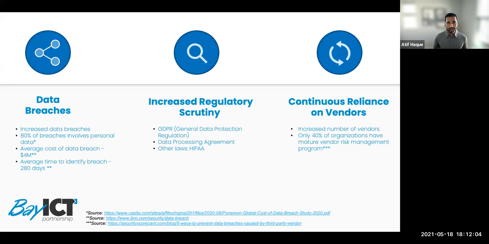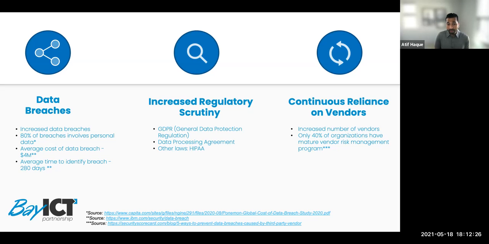A little bit about the trends that I'm seeing. First of all, there's been an increased number of data breaches. If you simply do a Google search online, you will see the number of data breaches has gone up over time. I have some sources here on the slide, which folks can refer to at the end of this call.